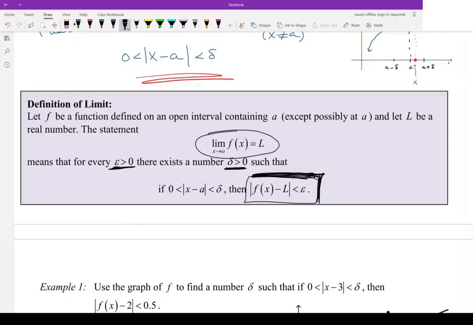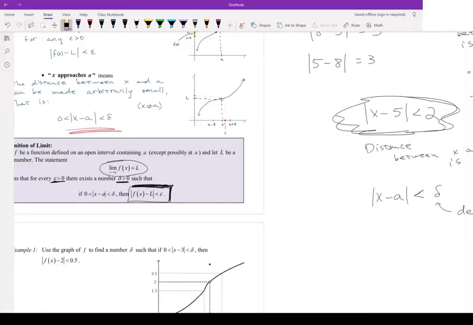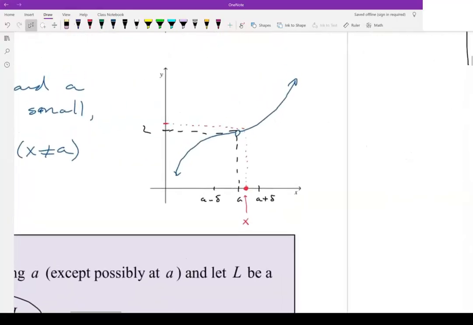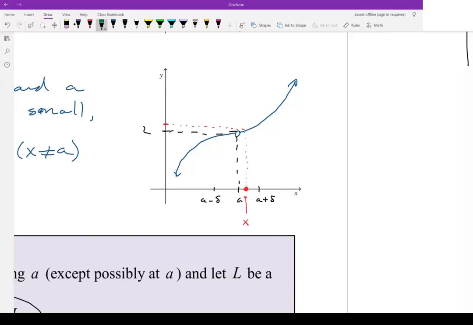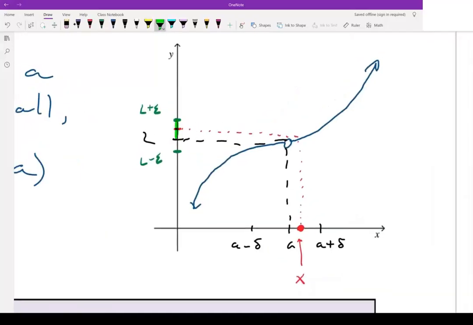The distance between f(x) and L is less than epsilon. Excellent. So again, what he just said is the distance between f of x and L is less than epsilon. In other words, if I come back to this picture here and I choose epsilon to be this distance, let me move it a little closer. I choose this highlighted green distance to be epsilon.